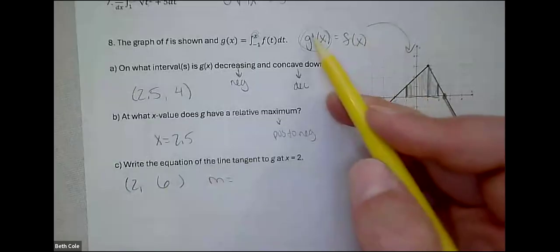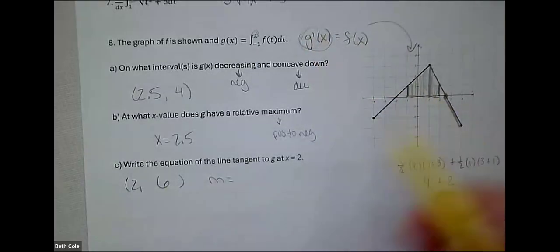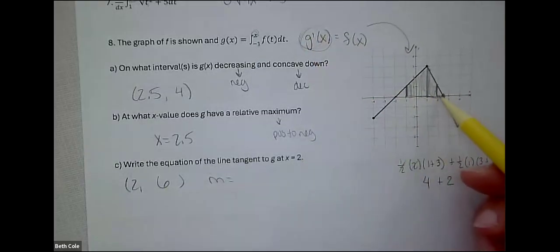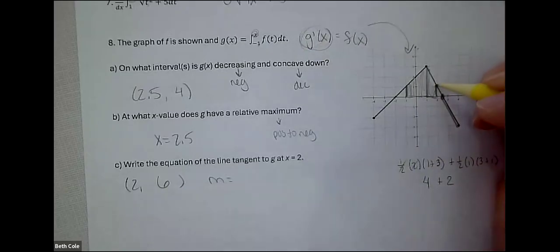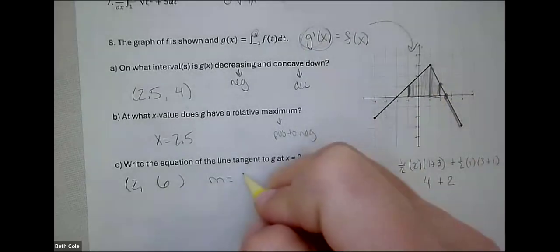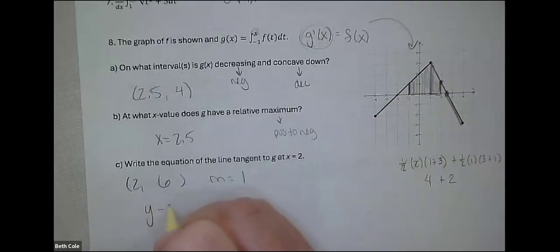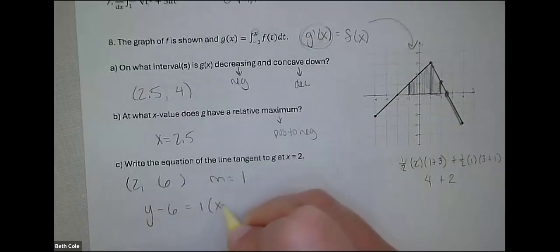Slope comes from the derivative. This is the graph of the derivative. So I just want that value at 2, and at 2, that value is 1. And then we're going to just put it all together. Y minus 6 equals 1, x minus 2.